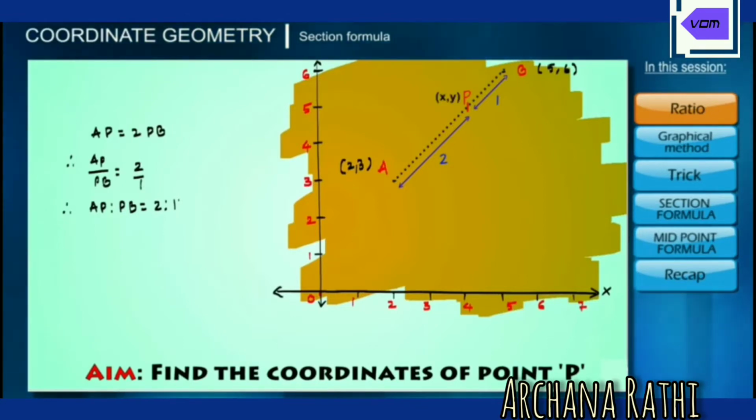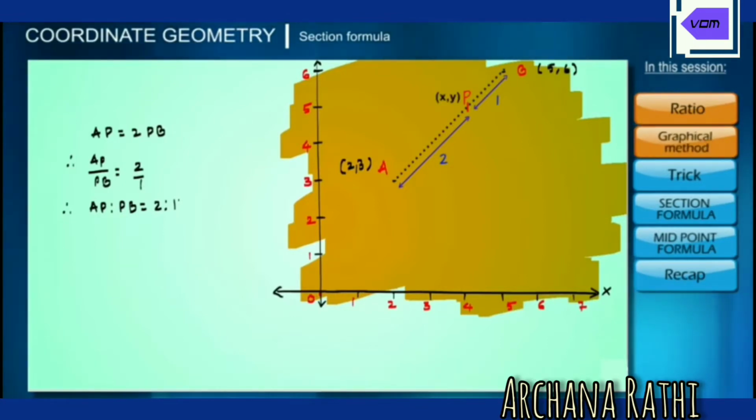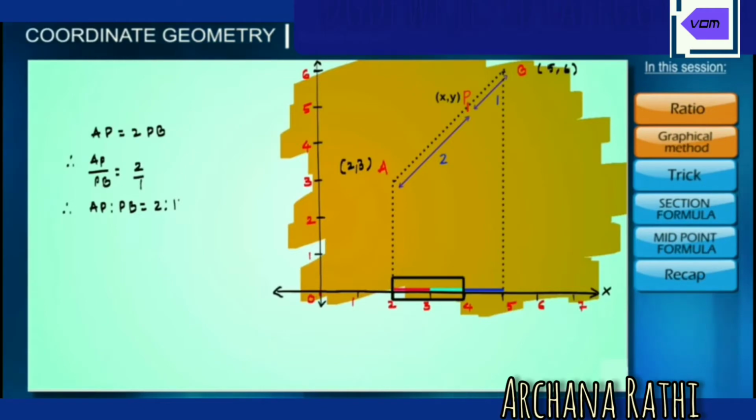Let the coordinates of point P be x, y. So let us start with x. The x coordinate of A is 2 and the x coordinate of B is 5. Looking at the ratio 2:1, we need to find x in such a way that if the distance between 2 and 5 is divided into 3 equal parts, then two parts will be towards 2, that is the x coordinate of A, and one part will be towards 5, that is the x coordinate of B, and this can be done only by the point 4 on the x-axis. Therefore, the value of the x coordinate of point P is 4.